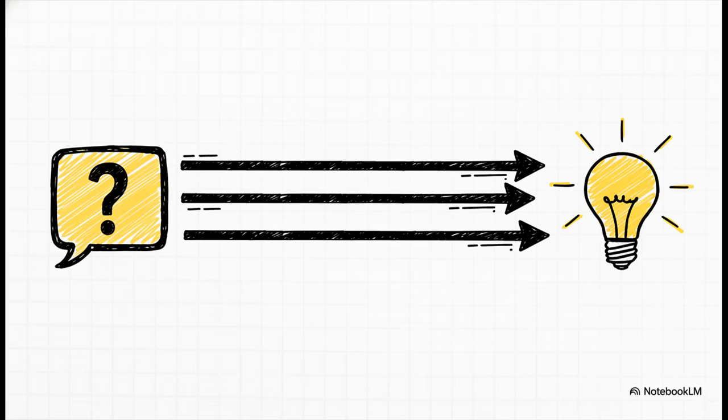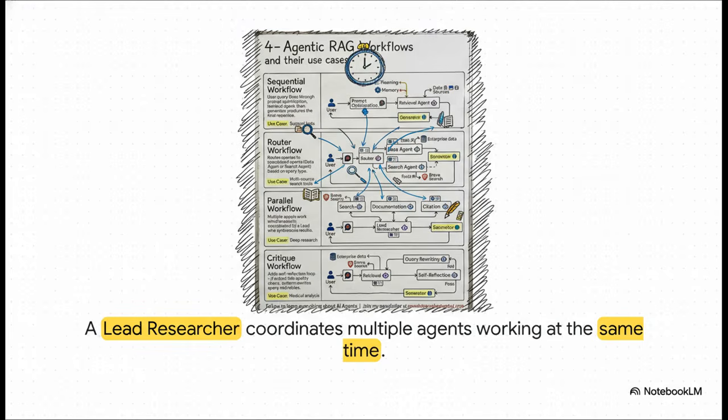Our third playbook really builds on this idea of using multiple agents. This is the parallel workflow, and as you can probably guess, it's all about tackling a problem from multiple angles at the exact same time. It's built for speed. So instead of one agent doing one thing at a time, the parallel workflow is like unleashing a whole research team at once. The query comes in, and a lead researcher agent basically acts as the project manager.